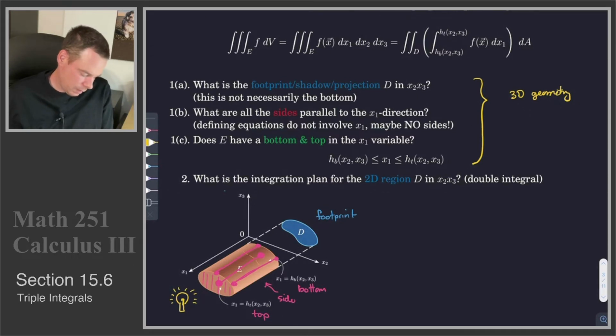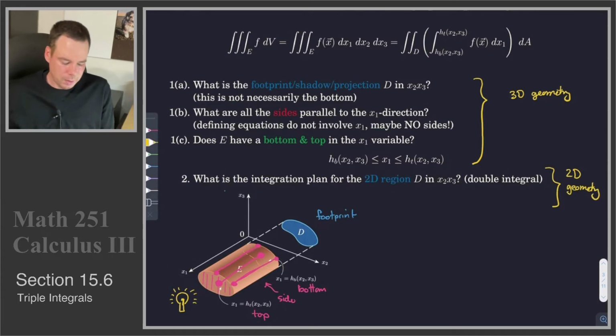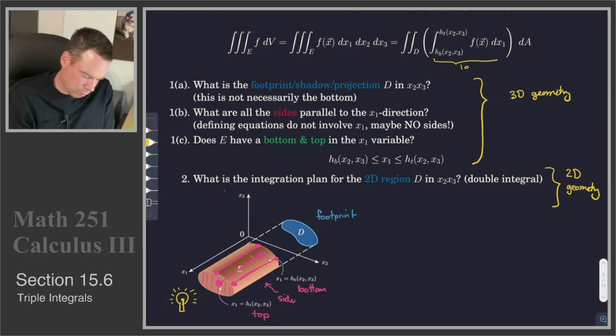Once we've got that all taken care of, then we go and work on the 2D geometry part and how to integrate that. So that's this next question. Question 2 is about the 2D geometry. The idea is to first deal with the 3D geometry, pick off one of those dimensions, and then drop down, and the resulting 2D geometry is what we deal with next. Getting this one set up is questions 1a, b, and c, and then getting this part set up, that is question number 2.